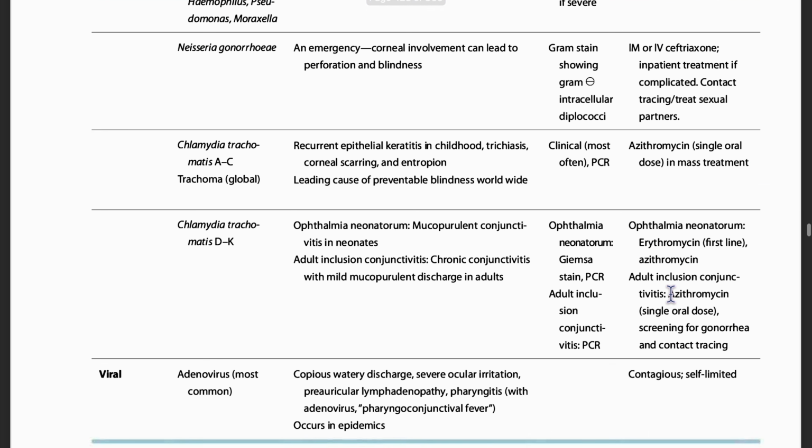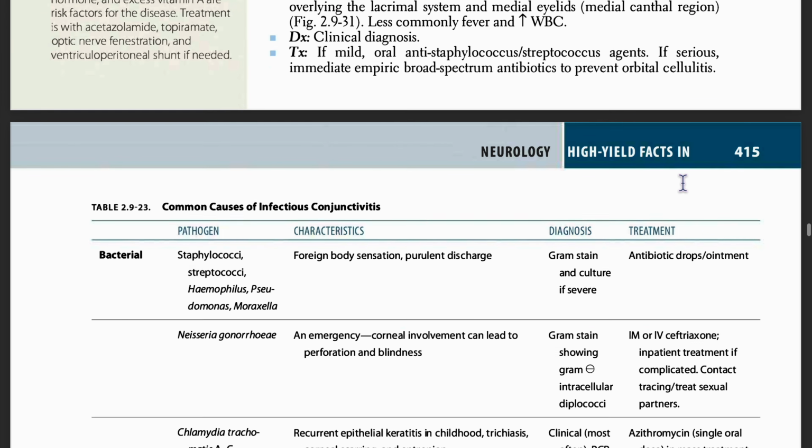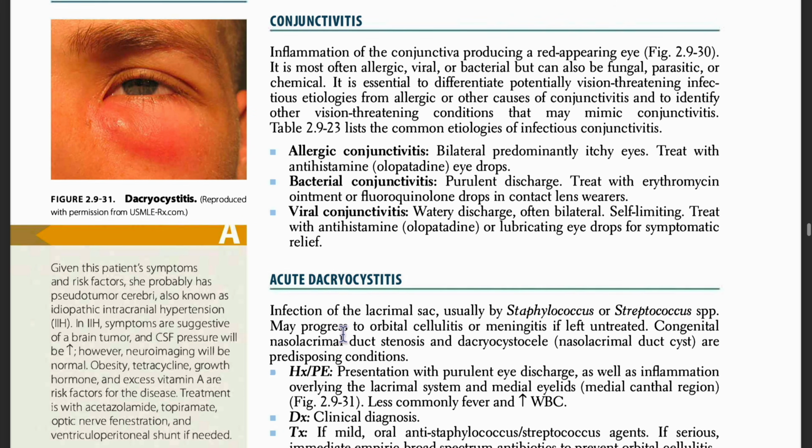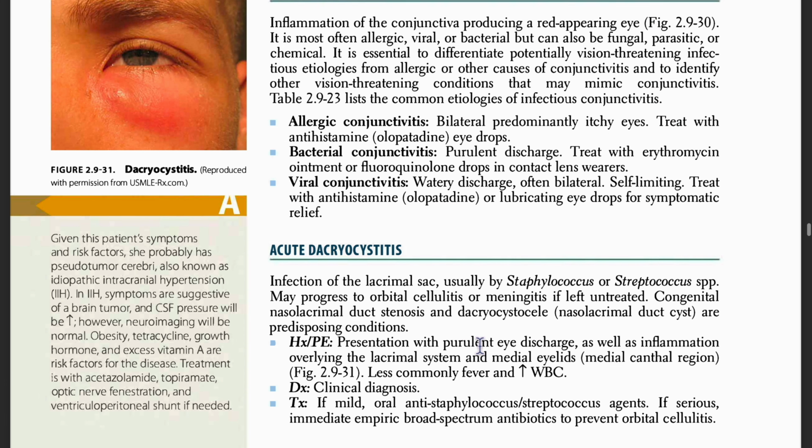Okay, so here we have some bacterial and viral common causes of infectious conjunctivitis. In bacterial, staphylococci, streptococci, Haemophilus, Pseudomonas, and Moraxella. Characteristic is foreign body sensation, purulent discharge. Okay, that's the giveaway. Diagnosis is gram stain and culture if severe, and treatment here is antibiotic drops and ointment, gentamicin, fluoroquinolones, right? What was it? Erythromycin ointment and fluoroquinolones. Okay.